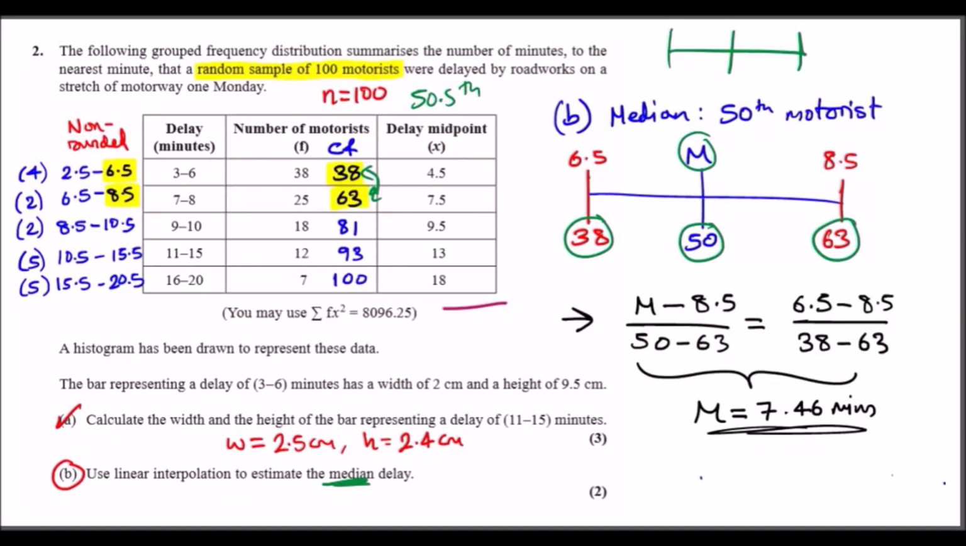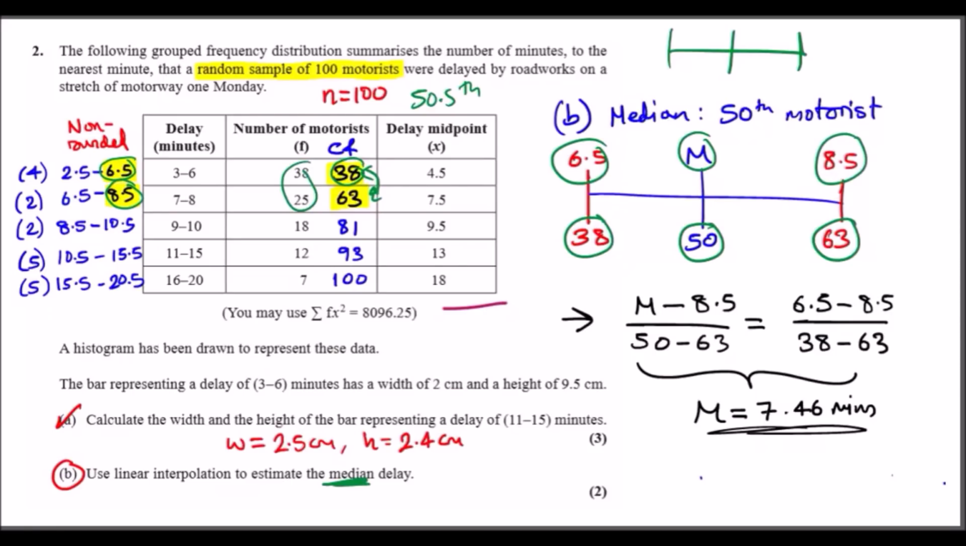That means the minutes that lie between must be equivalently between everyone up to the 6.5 minute and everyone up to the 8.5 minute. Because remember, this includes everybody up to all 63 people included so far. So that means the highest it could have been is 8.5. And same for this one. For 38, this means everyone up to 38 motorists, meaning the highest delayed minute could have been 6.5. So that's why you have to make it corresponding. So that's the easy bit.